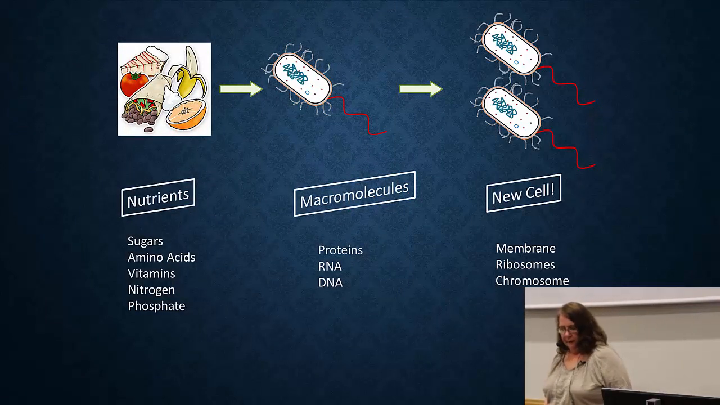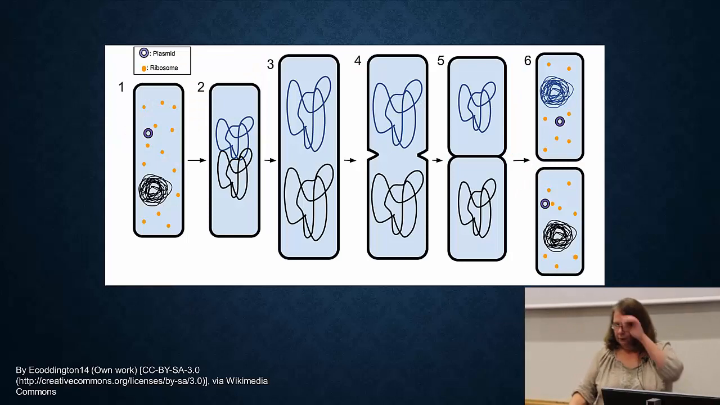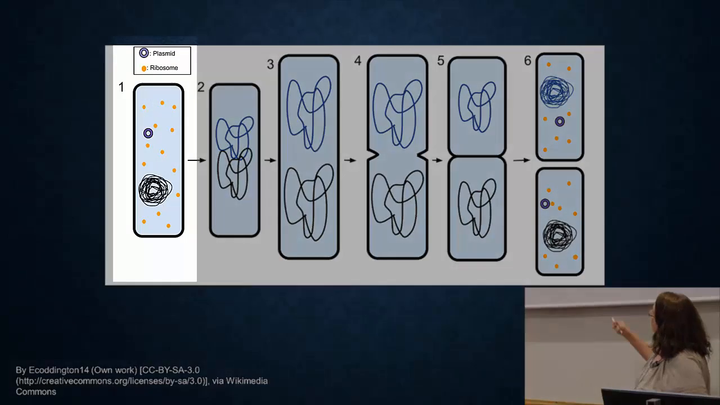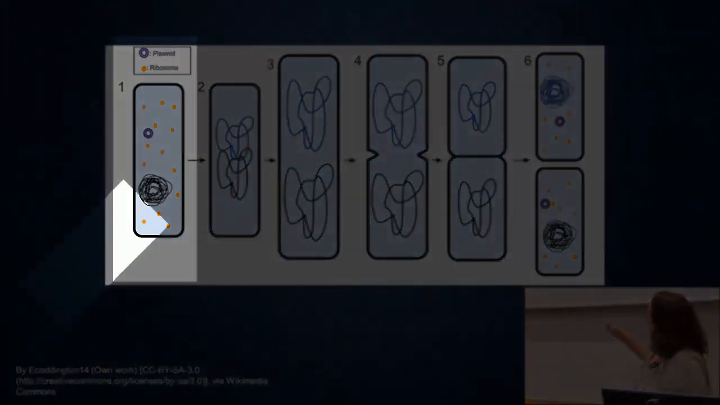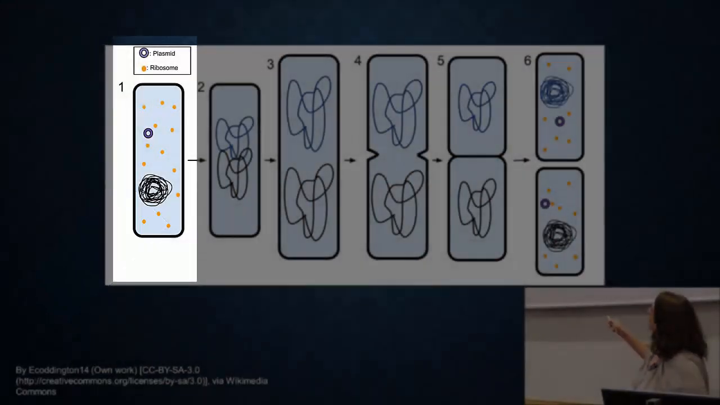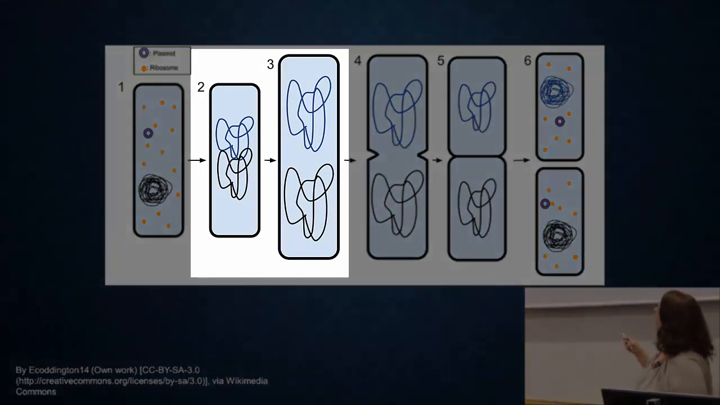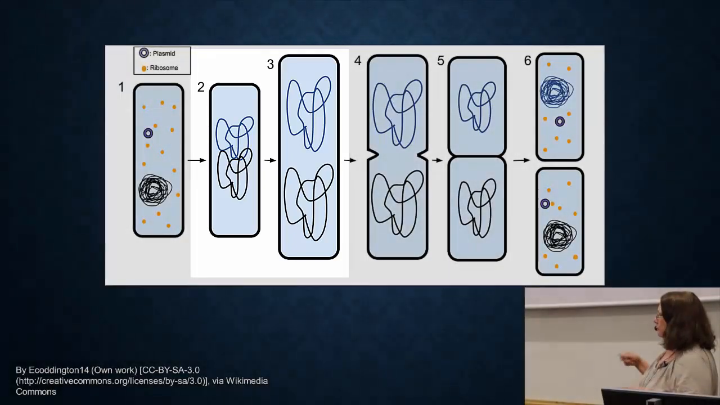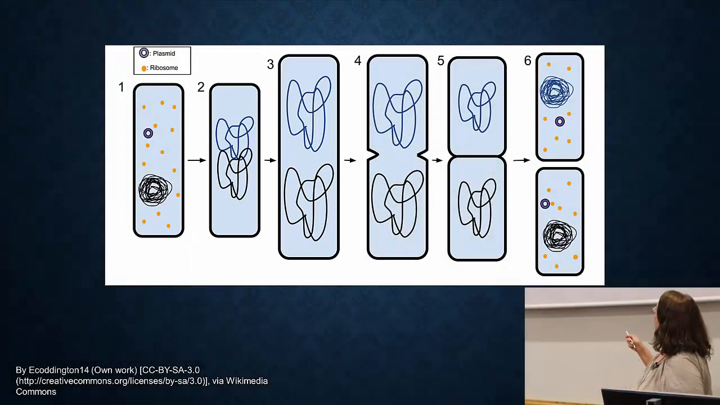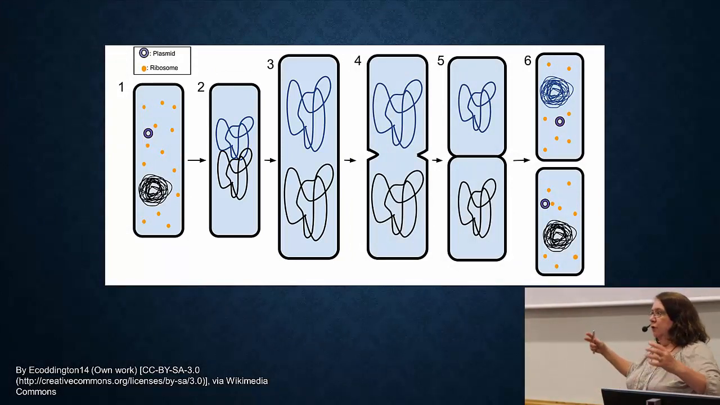If we look in more detail, as shown here, here we have a cell. That's the DNA there. That's a plasmid. What happens is the DNA is going to copy itself. So it completely copies the DNA into a new circle of DNA. This is happening while the cell is getting longer and longer and longer.